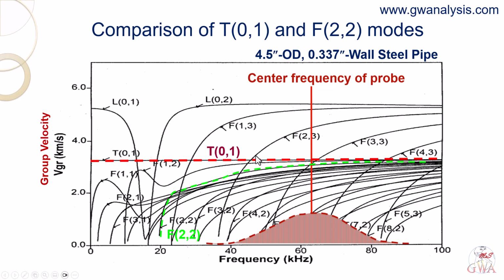T01 mode has a constant velocity, but F22 mode has a velocity depending on frequency. The flexural mode F22 has velocity that varies with the frequency and its value increases as the frequency increases. If you look at all the wave modes in the plot, you will find that T01 mode is the only non-dispersive wave mode for frequencies between 0 and 100 kHz.